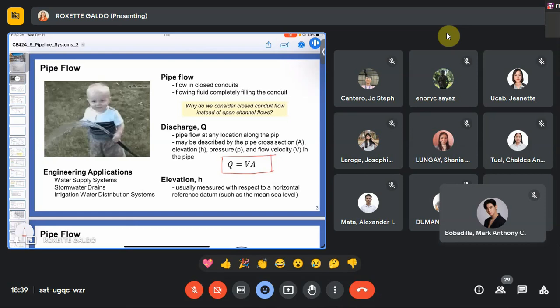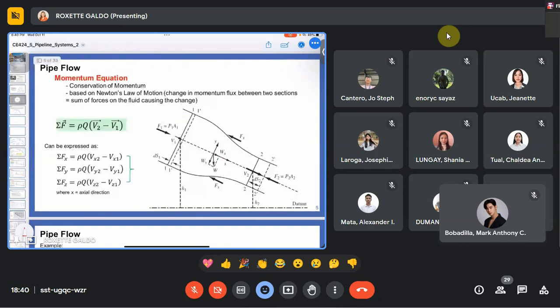Elevation H. We are also going to be using H, especially in the head losses, no? Different types of H. H is usually measured with respect to a horizontal reference datum, such as the mean sea level. Let us have the very first type of equation, which is the momentum equation.